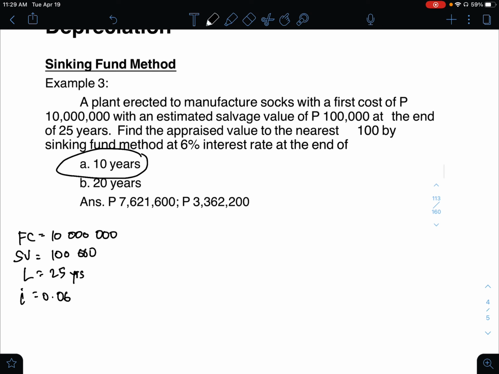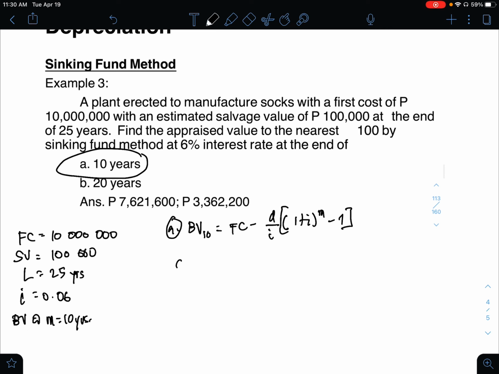Okay. So now BV at M is equal to 10 years. So for A, we are now looking for the appraised value or the book value. Appraised value, book value, maybe you are confused. So they are the same. So that's FC minus D over I times 1 plus I raised to the power of M minus 1. Okay? We don't have D yet. We can't get it yet, so we don't have D. So we will find D, or the depreciation.